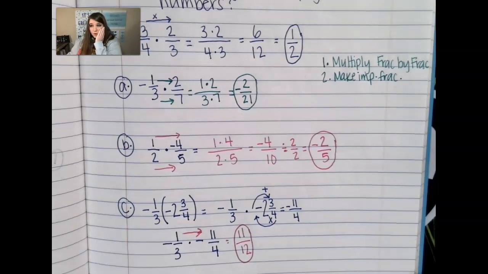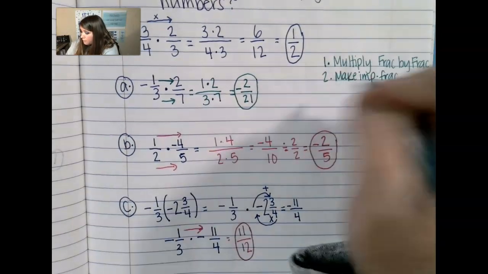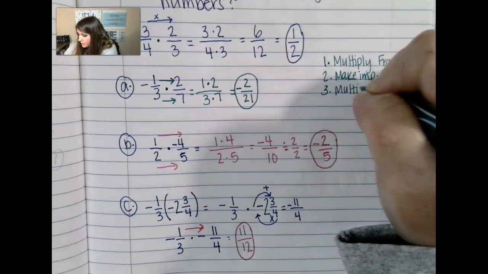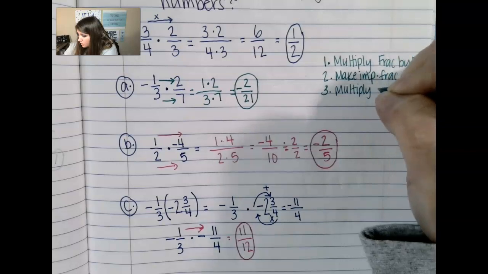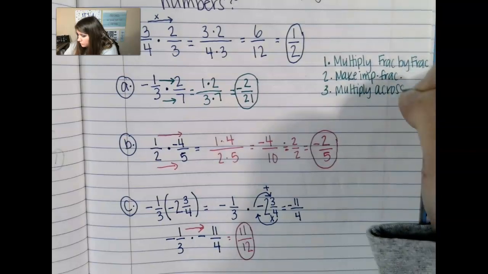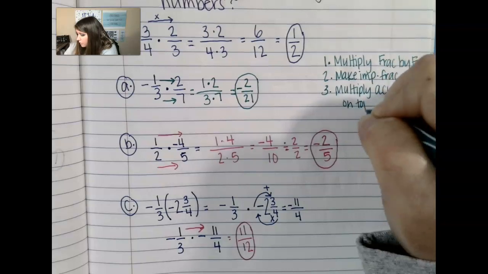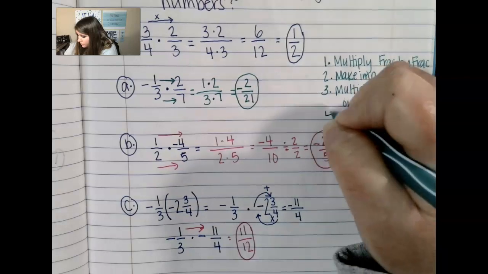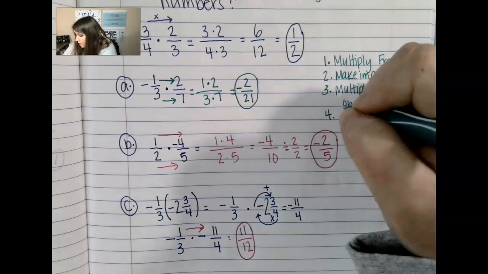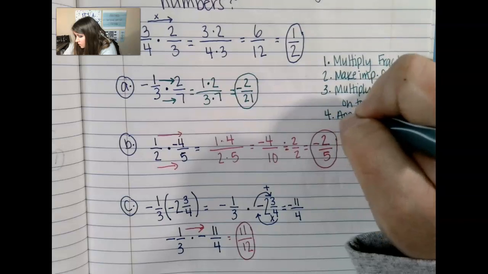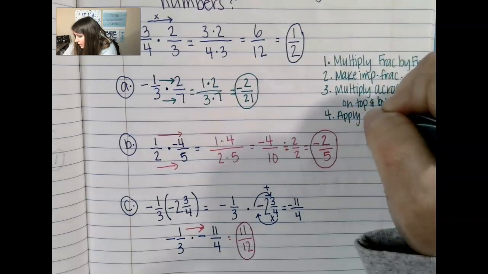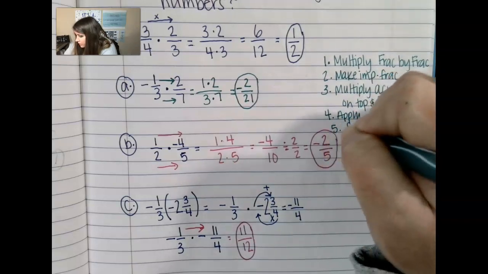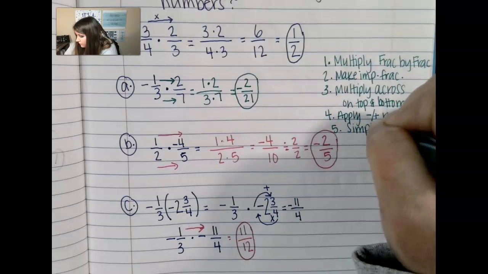If we have improper fractions or a fraction by a fraction, step 3, we're just going to multiply across on the top and bottom. Step 4, apply rules. I'm going to apply negatives and positive rules. And then step 5, we're going to simplify.